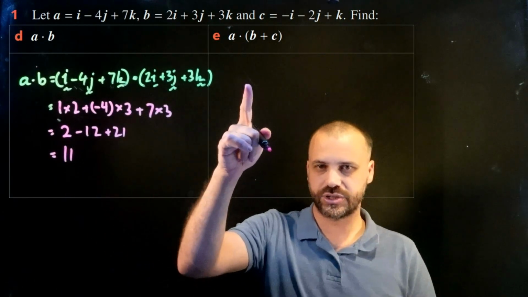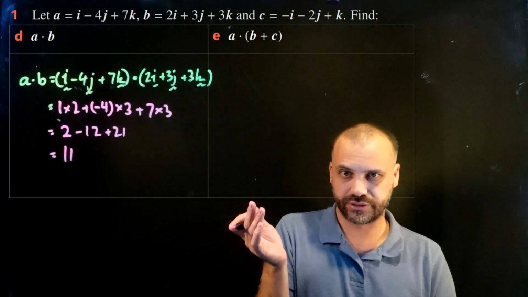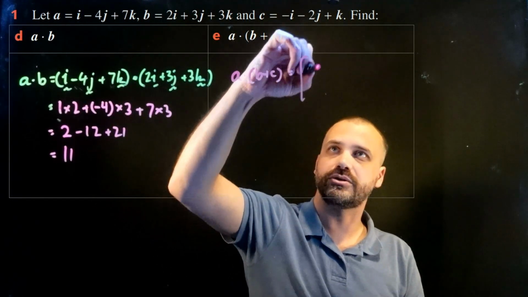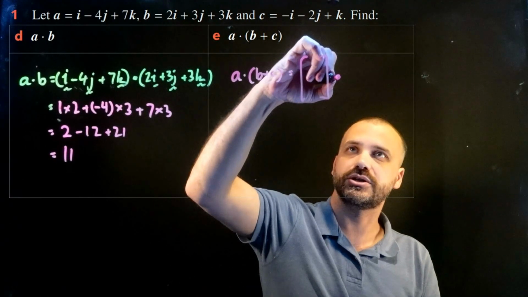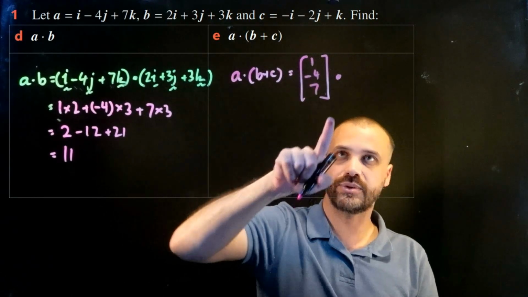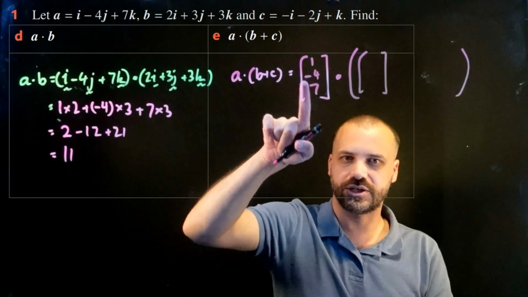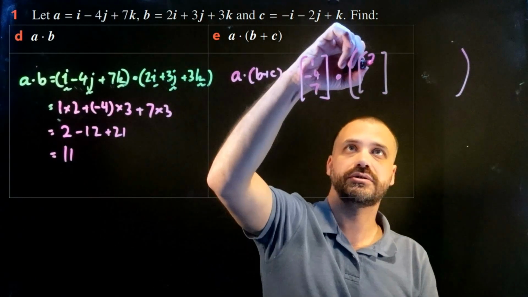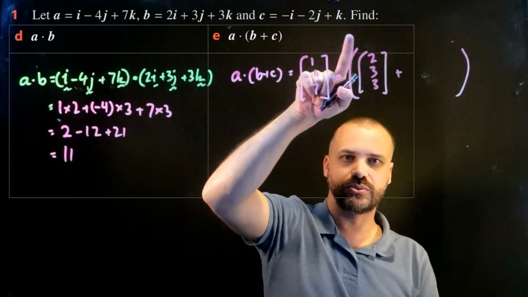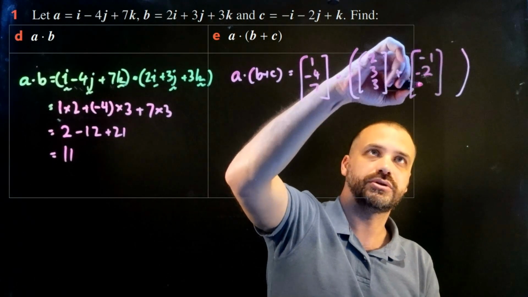All right, this next question here, not too difficult. We're just going to add those things before we do the dot product. So we can work flexibly here. I've got everything in i's and j's and k's, but I can write it all in column notation if I want to. So we're going to do A, which is 1, negative 4, 7, and we're doing the dot product of, and then I'll put these in column notation as well, B, 2, 3, 3, plus C, which is negative 1, negative 2, 1.